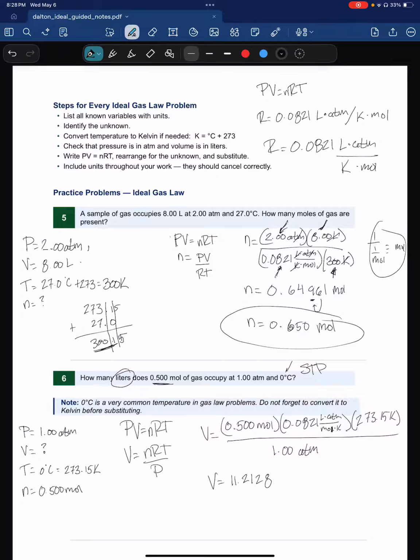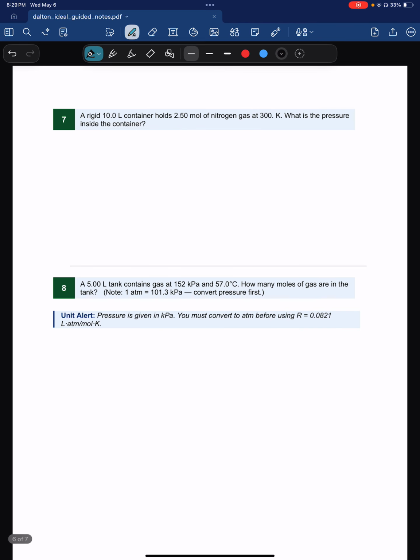11.2128. All right, moles is going to cancel with moles. Kelvin is going to cancel with Kelvin. Atmospheres will cancel with atmospheres, and we're left with liters. Great. 3 significant figures here, 3 here. Because of our math over here, this guy is also only going to have 3 sig figs, and this guy is 3 sig figs. 1, 2, 3. My volume is 11.2 liters. Great. All right.